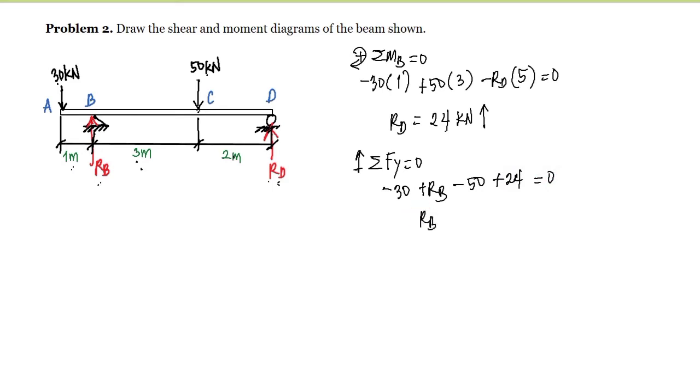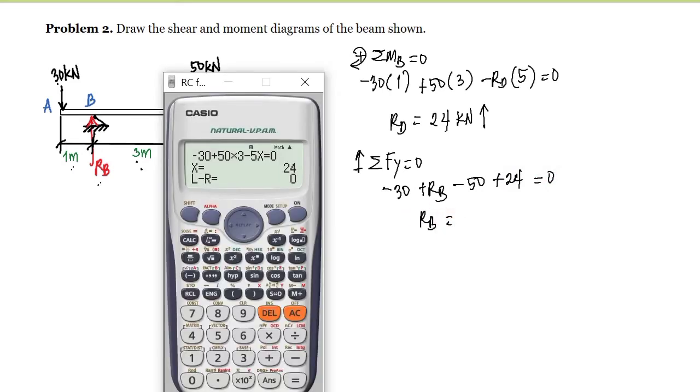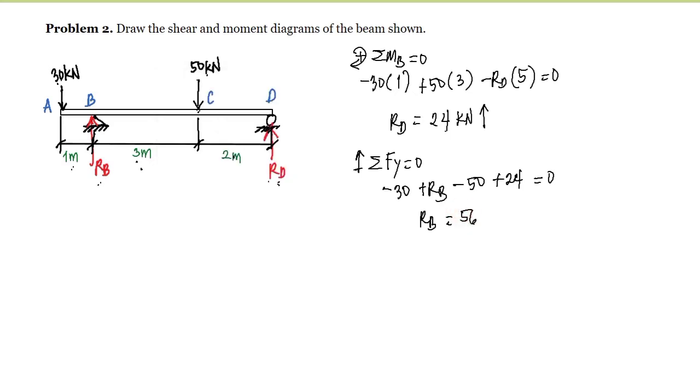So computing for the value of RB, then we have negative 30 plus RB, so that's x, minus 50 plus 24. This is equal to 0. Shift solve equals, and we have here 56 kilonewton. So this is 56 kilonewton, and since positive yung lumabas na sagot, meaning tama yung assumption natin that it is directed upward.